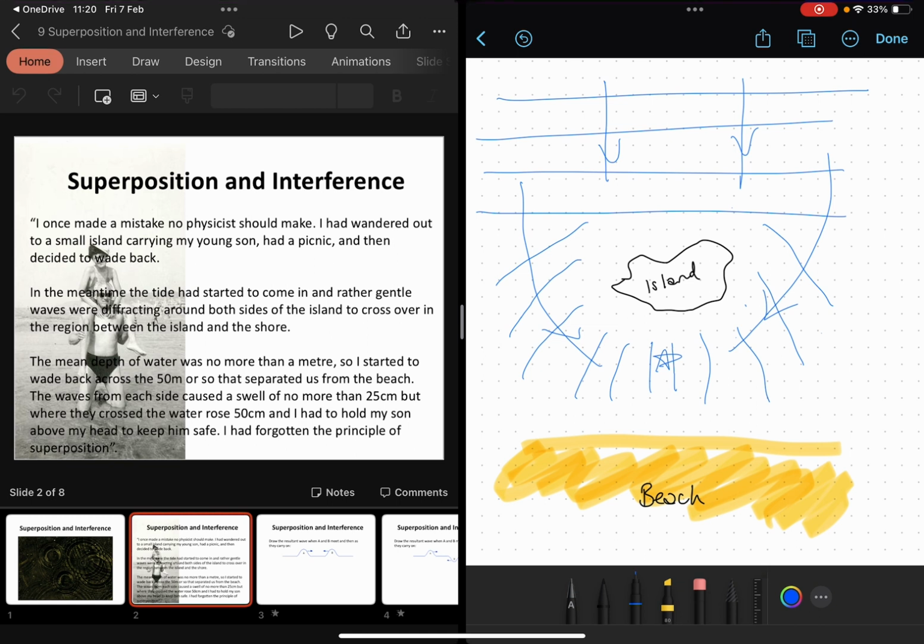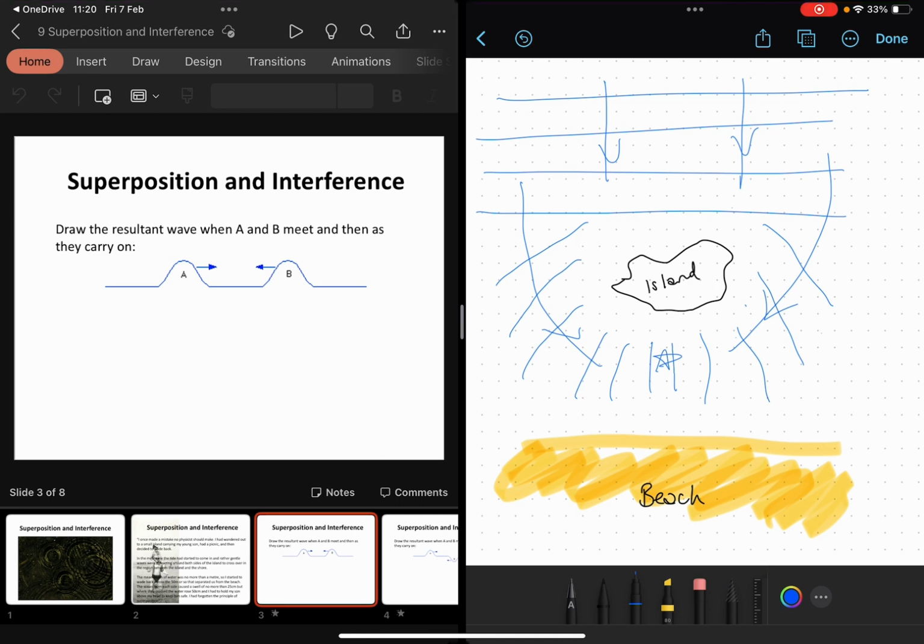I had forgotten the principle of superposition. And what we're going to look at here is what happens when waves meet, when we've got more than one source of wave and the waves meet. The story talked about these wave fronts heading towards an island. The island is like a barrier, and we know that if the wavelength and the size of the barrier are similar, we get this diffraction, and it's that meeting point of the two sets of waves that was important.